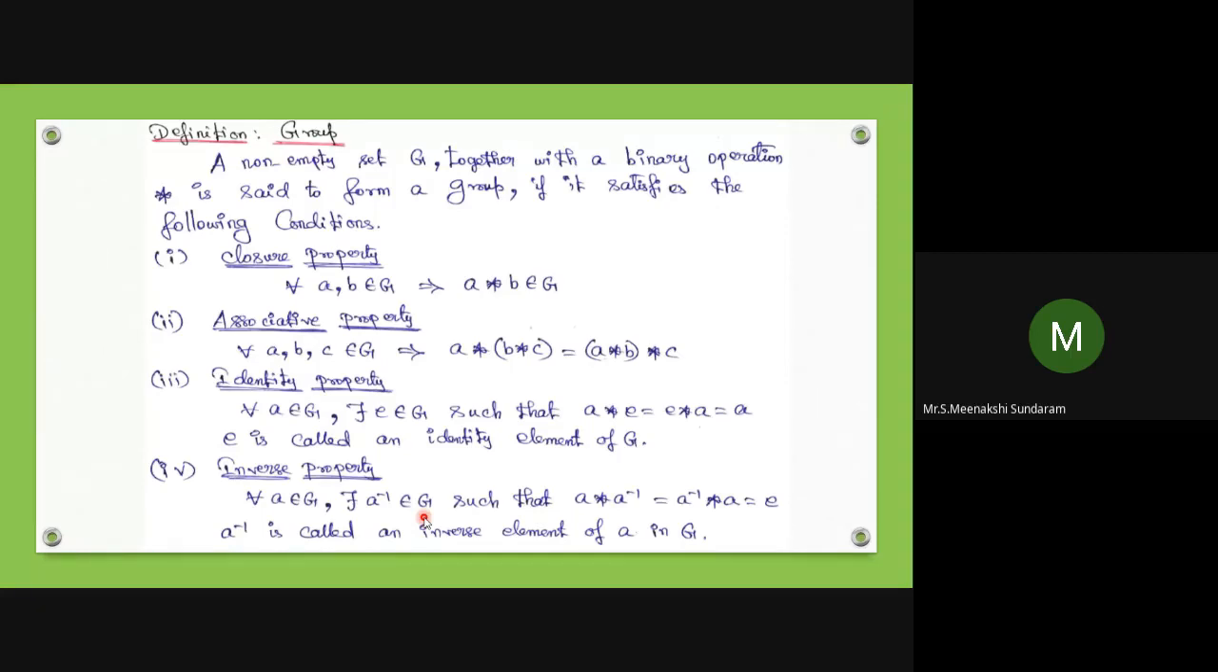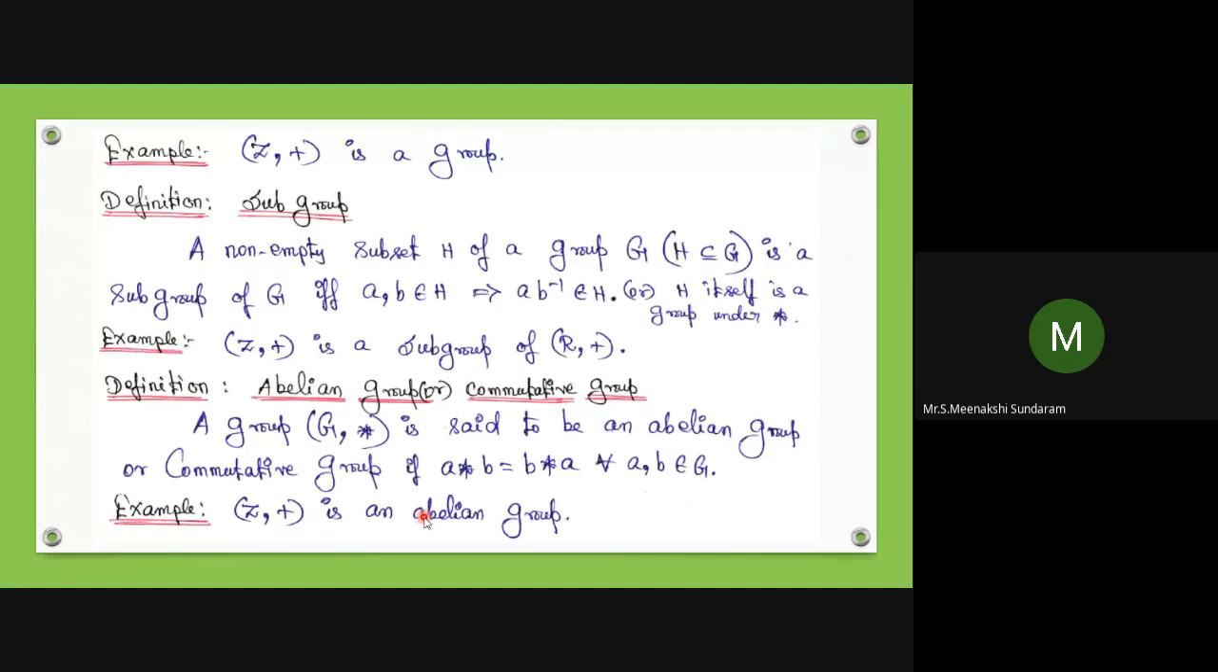The next one, identity property. For all a belongs to G, there exists an identity element E belongs to G such that a star E equal to E star A equal to A. Then E is called the identity element. If we satisfy that property, it is a monoid. Only closure satisfied is binary. Add associative, semi-group. Add identity, monoid. Add inverse, group. So the inverse property: for all A belongs to G, there exists A inverse belongs to G such that A star A inverse equal to A inverse star A equal to identity. So A inverse is called the inverse element of A in G. This is the definition of group.